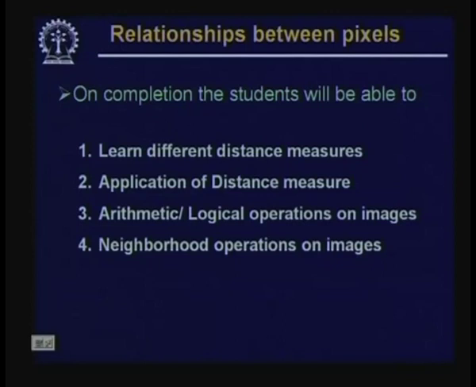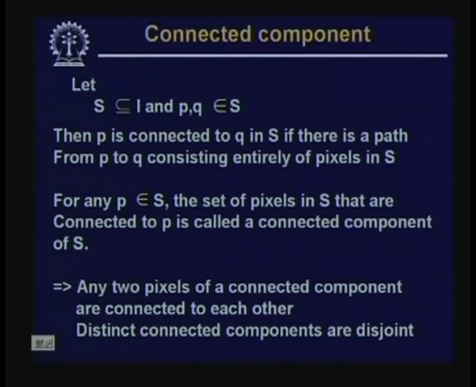We will see application of distance measures. We will see arithmetic and logical operations on images, and we will see neighborhood operations on images. So, let us first repeat what we have done in the last class, that is on connected component labeling.